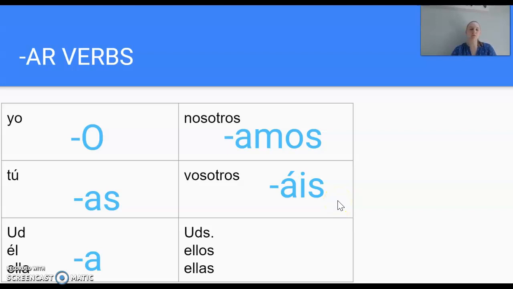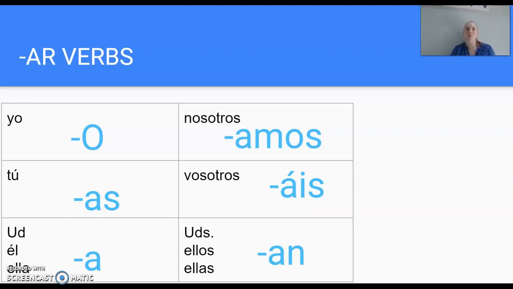The accent on the vosotros form always goes on the first vowel in the ending. You're going to want to put it on the I because you're like, oh, it should go on the I. No, it goes on the first vowel in the ending. Okay? And for ustedes, ellos, ellas, we take off the AR and we add AN.